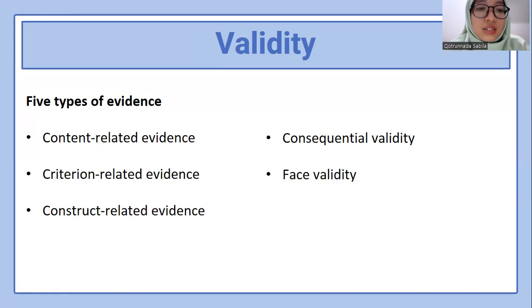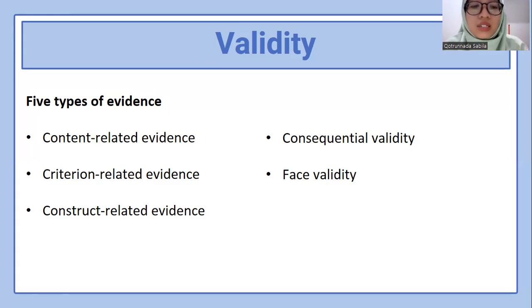A construct is a theory, hypothesis, or model that attempts to explain observed phenomena in our universe of perception. Constructs may or may not be directly or empirically measured. The verification often requires inferential data. And then also we have consequential validity and face validity.